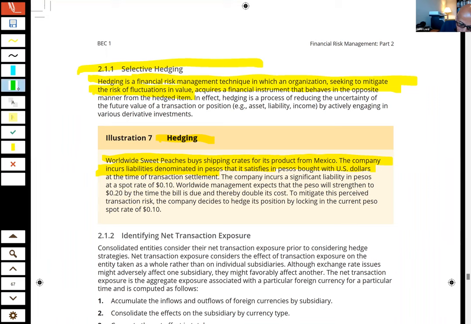The company incurs a significant liability in pesos at a spot rate of 10 cents. Worldwide management expects that the peso will strengthen to 20 cents. So instead of giving up 10 cents per peso, I'm going to have to give up 20 cents per peso. And if I have a lot of pesos, that could be pretty significant that I have to pay.